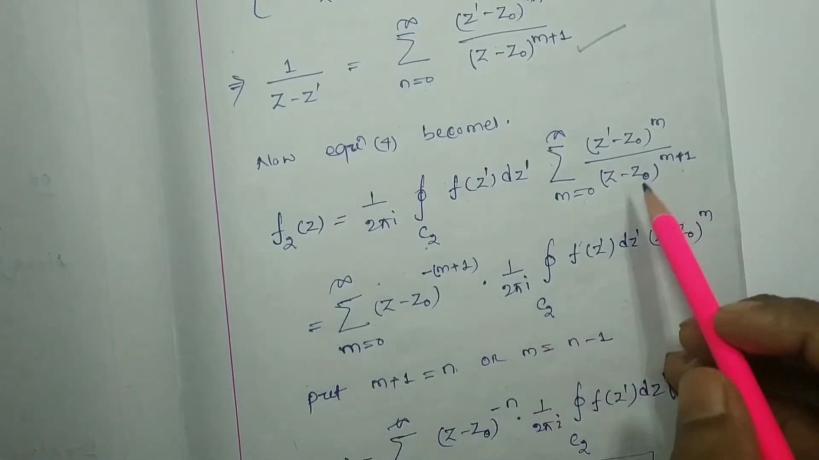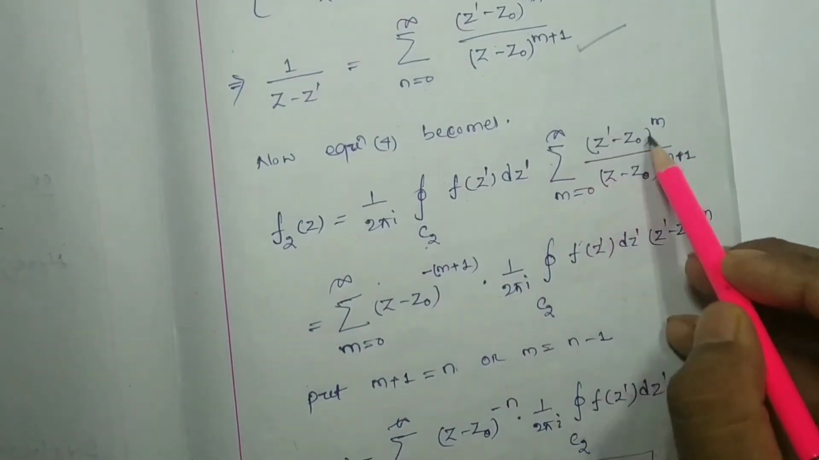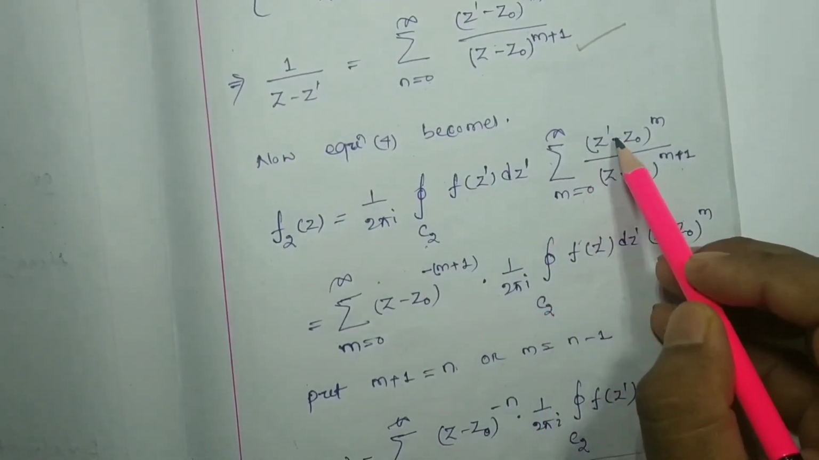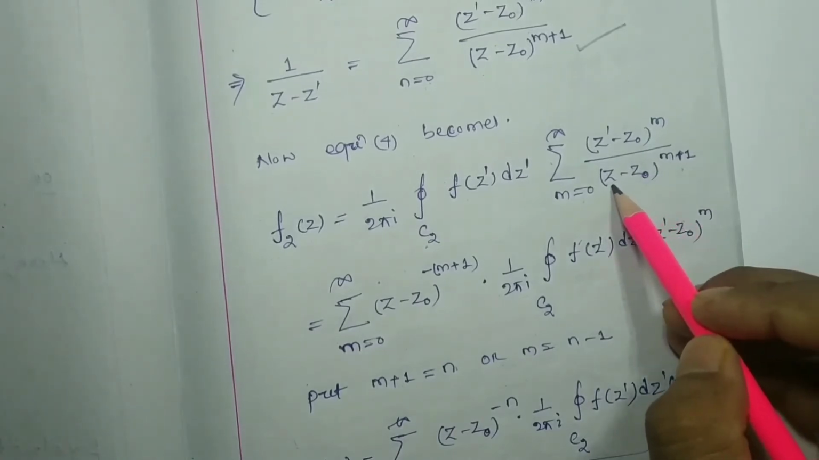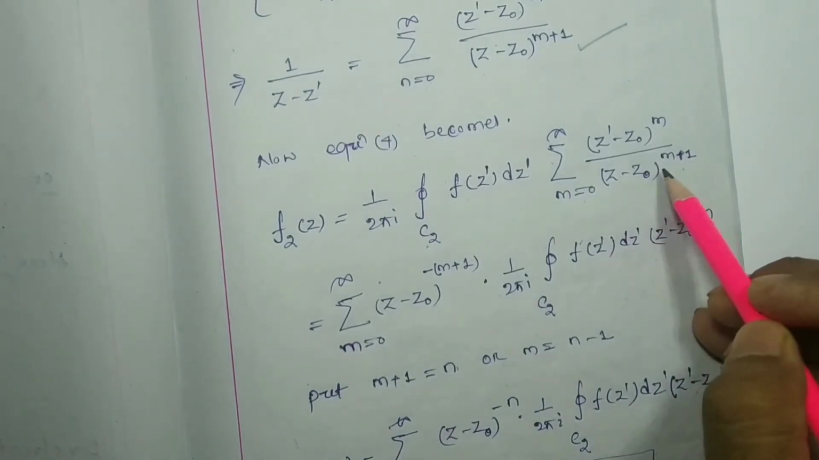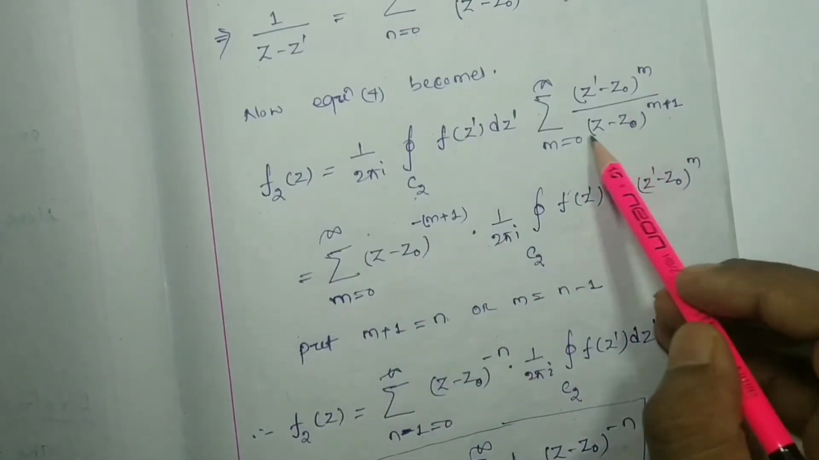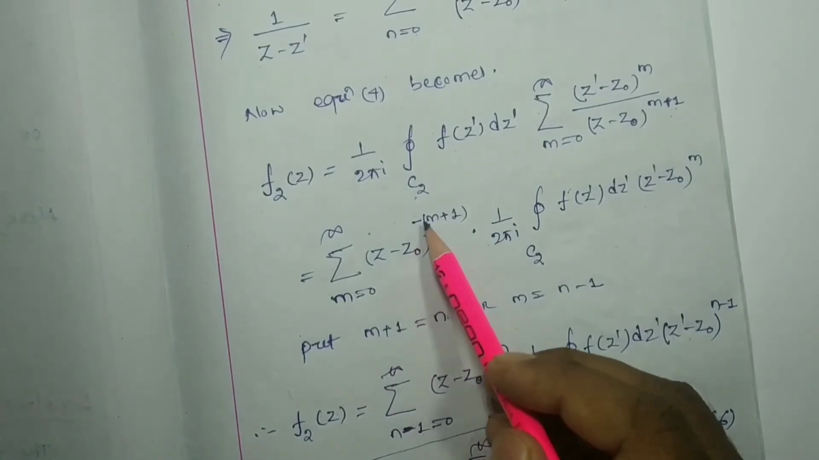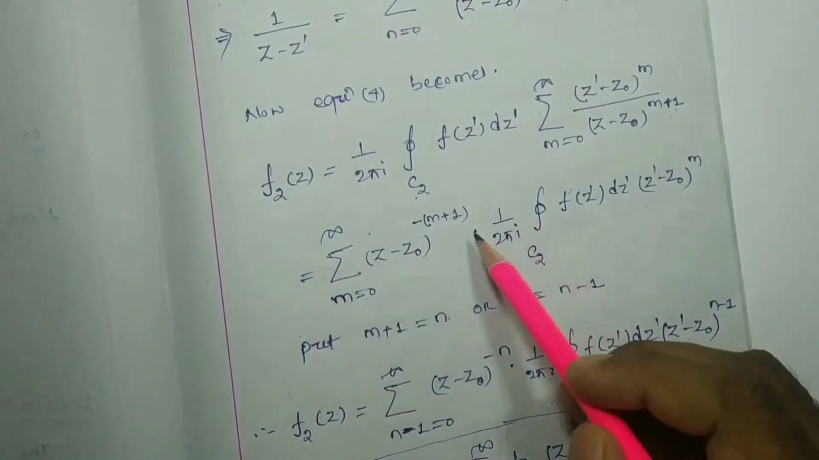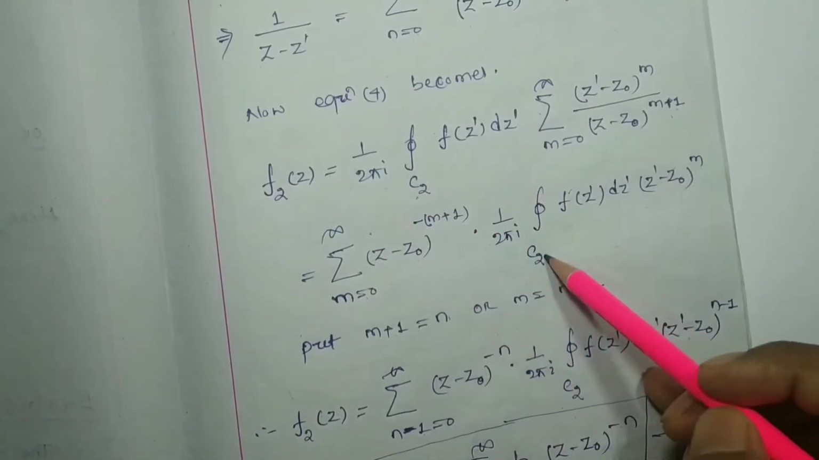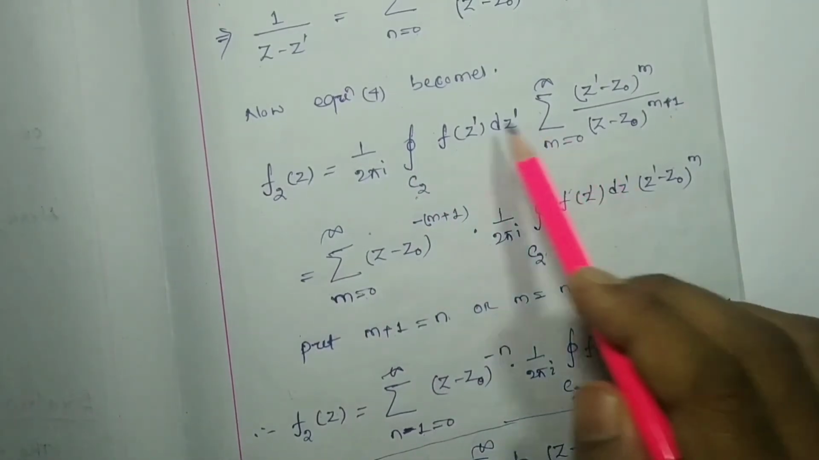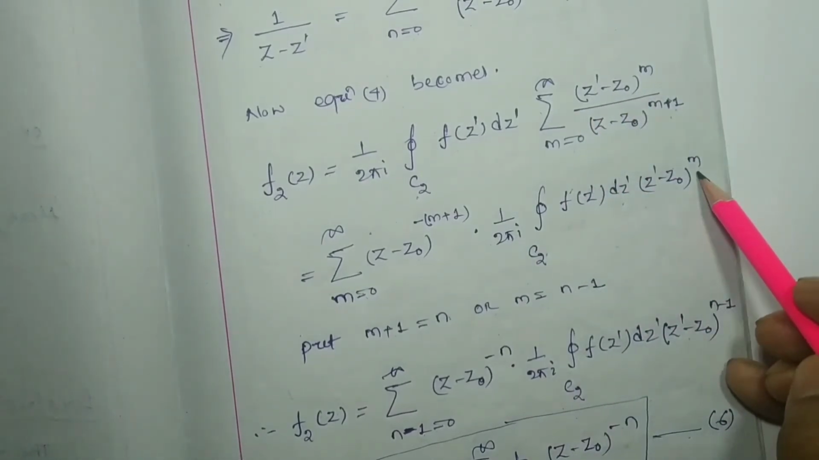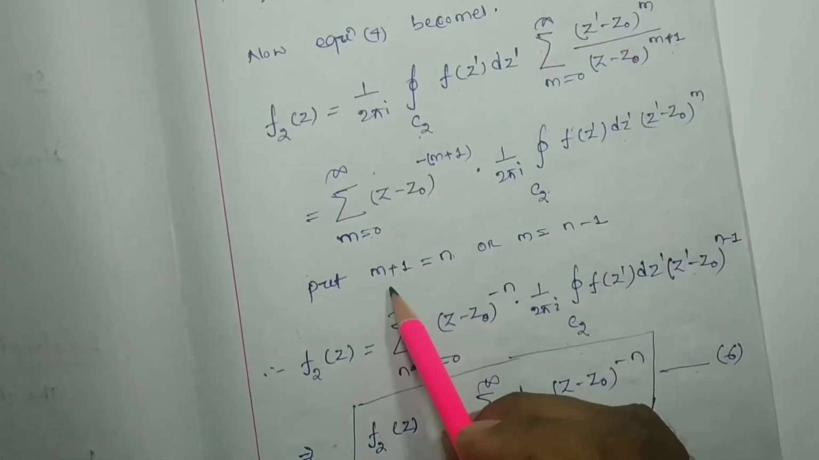Now you can see that this term is a function of z dash, so the integration will contain only z dash terms. The z minus z0 to the power m plus 1 can be taken outside, written as z minus z0 to the power minus (m plus 1), summation over m equal to 0 to infinity, into 1 by 2 pi i closed integration over C of f(z dash) dz dash, z dash minus z0 to the power m, right? So here we now have to put m plus 1 equal to n.